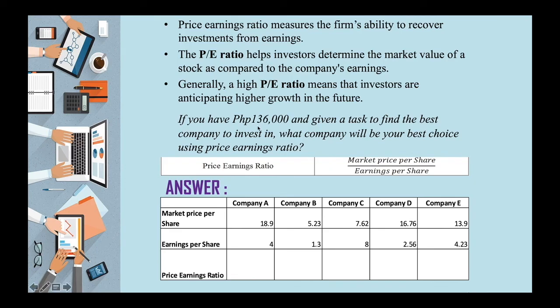No, that is the purpose of having the PE ratio. Doon tayo titingin. And i-divide natin sila. Magiging answer will be these numbers. Titignan natin ngayon kung saan dyan yung pinakamalaking PE ratio. So, 4.73, 4.02, 0.95, 6.55, and 3.29. Meaning, doon tayo mag-invest sa company D dahil siya yung may pinakamalaking PE ratio.